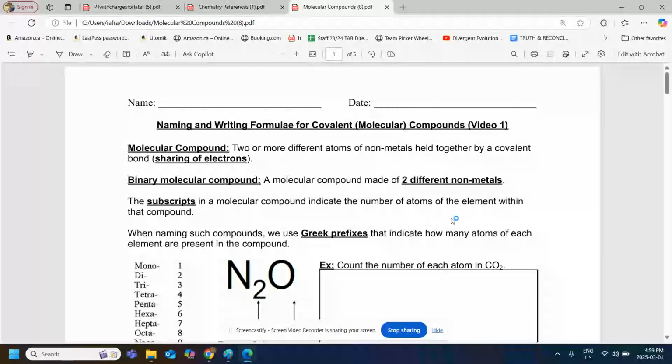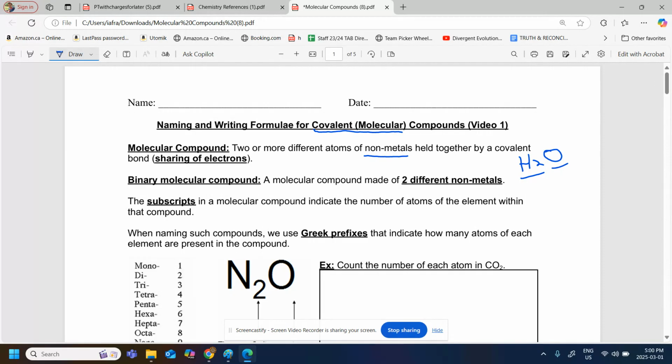In this video, we're going to take a look at how to name and write formulas for binary covalent compounds, or you can also call them binary molecular compounds. Covalent compounds or molecular compounds are made of two or more different elements, but this time it's only nonmetals. There's no metals in there. For example, H2O is a binary covalent or molecular compound. There's two different nonmetals, H and O.